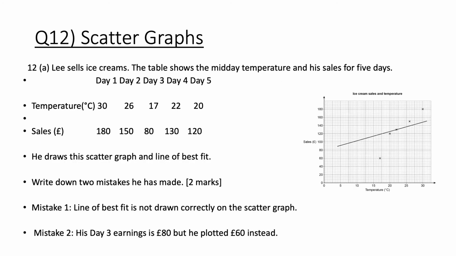Right guys, question number 12. Lee sells ice cream, so we've got scatter graphs. The table shows the midday temperature and his sales for 5 days: day 1, day 2, day 3. So this is our table.